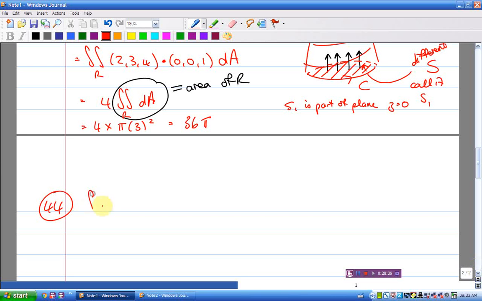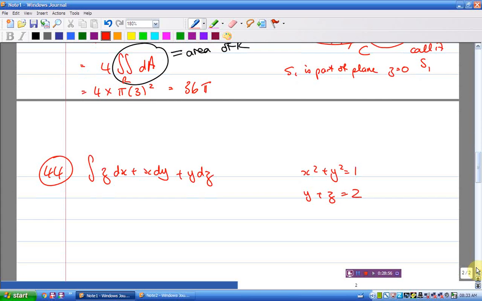Evaluate. Okay, so I've been given a line integral. C is the intersection of x squared plus y squared equals 1 and y plus z equals 2. Okay, so that's a cylinder and a plane. You take a cylinder and you slice it with an oblique plane, you're going to get an ellipse. Solve this by doing the line integral as well as by using Stokes theorem.